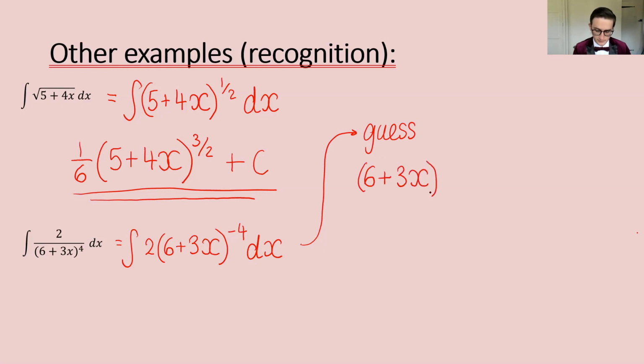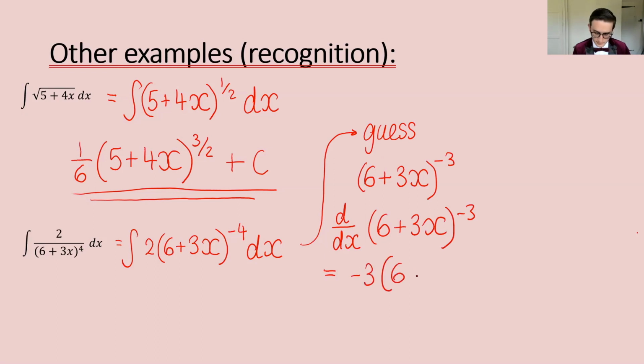It's something to do with this to the power of minus 3, because remember, I've added 1 to minus 4. Now let's differentiate that guess. Again, chain rule, and then make the comparison of how far away we are from what we want. That's going to be minus 3, 6 plus 3x to the minus 4, multiplied by the derivative of the inside, which is 3. So I get minus 9.